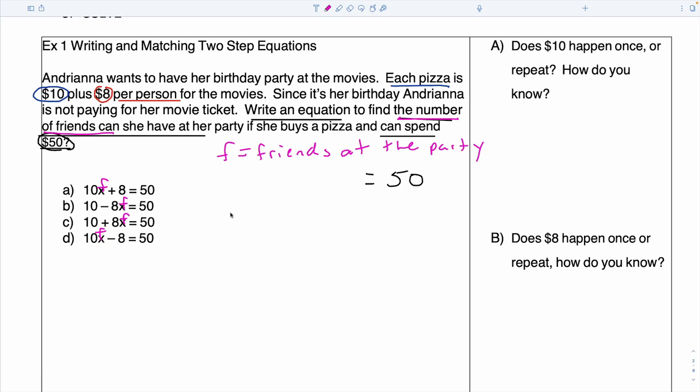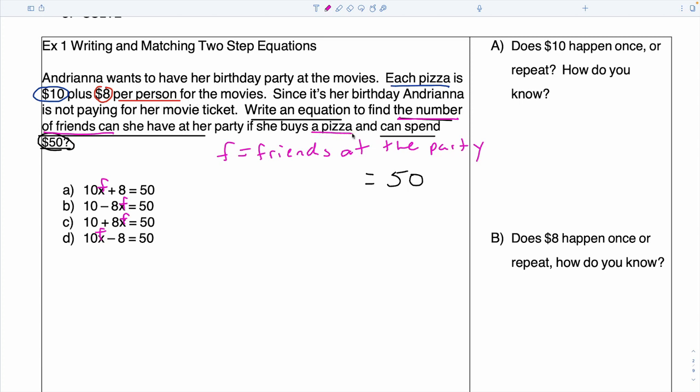There are going to be two numbers in today's problem that you're trying to sort out. You have one number that happens once and another number that repeats. The number that repeats is going to be next to the variable. So I'm going to look at this again and reread this portion. Each pizza is $10 plus $8 per person. She buys a pizza. Which number happens just one time? 10 or 8? She buys pizza for $10 and $8 for a movie ticket. Which one happens once?